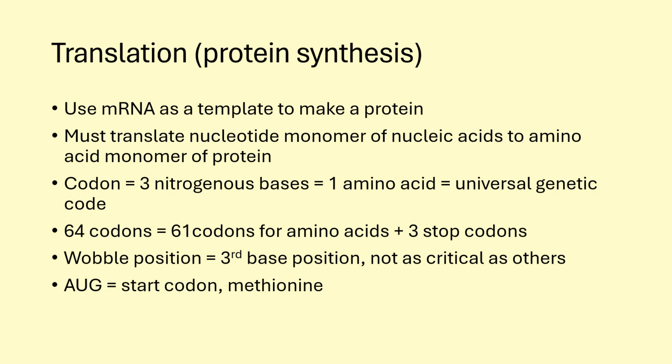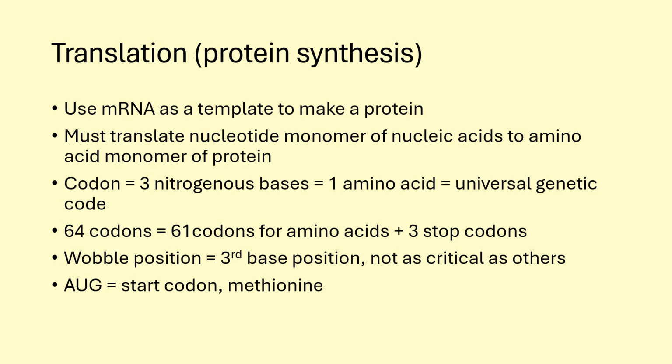Now we're going to move on to translation, which is protein synthesis. You're going to use that mRNA strand that you just made as a template to make the protein. It contains all the information. This is where you have to have your little translation dictionary, because you're going from nucleotides on the RNA to amino acids. The way the translation works is it involves what we call codons. A codon is every 3 bases. Every 3 of those nitrogenous bases is equal to 1 amino acid.